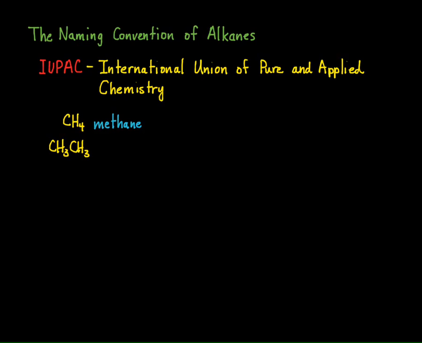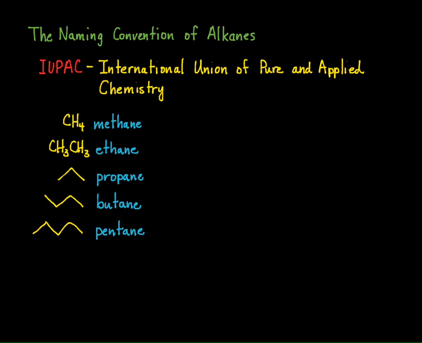So first we have methane, which is 1 carbon. We have ethane, which is 2 carbons long. We then have propane, which is 3 carbons long, and butane, which is 4, and pentane, which is 5, right? So that's what we've gone over so far. Methane, ethane, propane, butane, pentane.